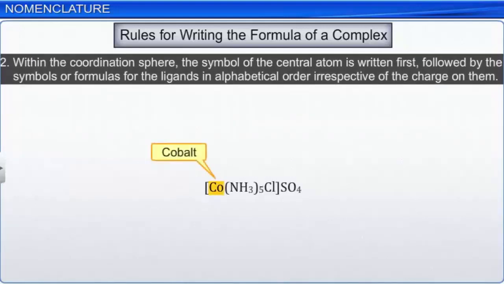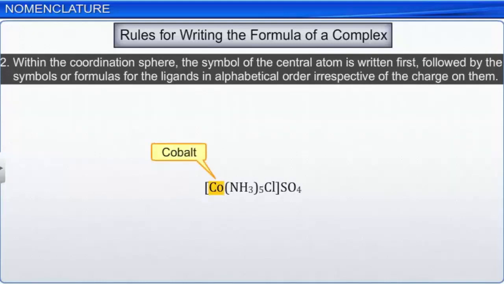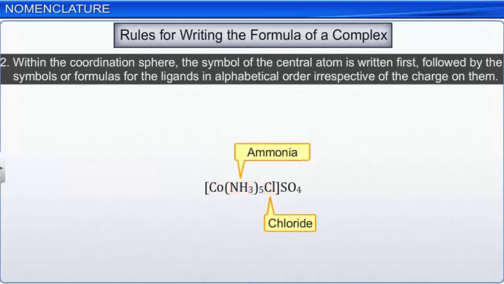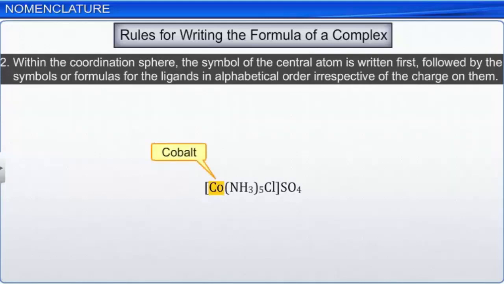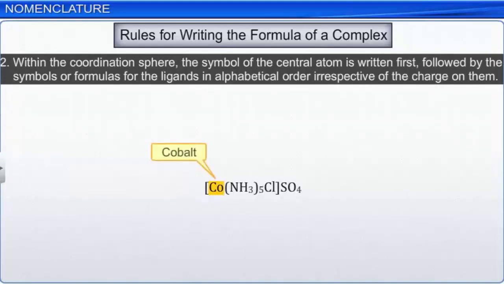So how will you read this complex? Pentaammine, ammine, A comes first in the alphabet. So how many ammine? 5 ammines. Pentaammine chlorido, the chloride radical should be written as chlorido. So pentaamminechloridocobalt sulfate is the name of the compound. But while writing the name of the coordination complex, first write the central metal ion, then the ligands in alphabetical order. The central metal ion is cobalt.